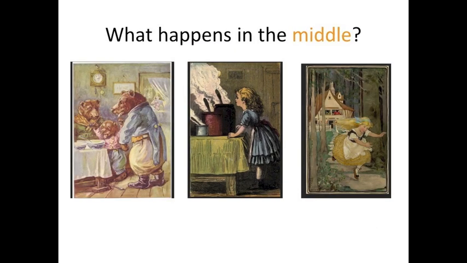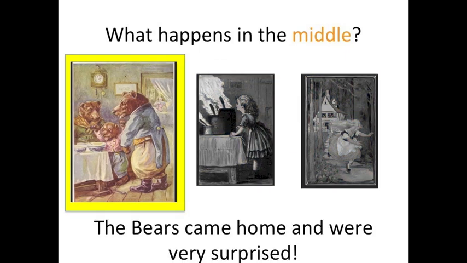What happens in the middle? Not at the beginning, not at the end, but in between. Is it when the bears come home and are very surprised? Is it when Goldilocks eats the oatmeal? Or is it when she runs away? The bears came home and were very surprised in the middle of the story. I remember Goldilocks ate the oatmeal in the beginning and she ran away at the end. The bears came home in between those two things.